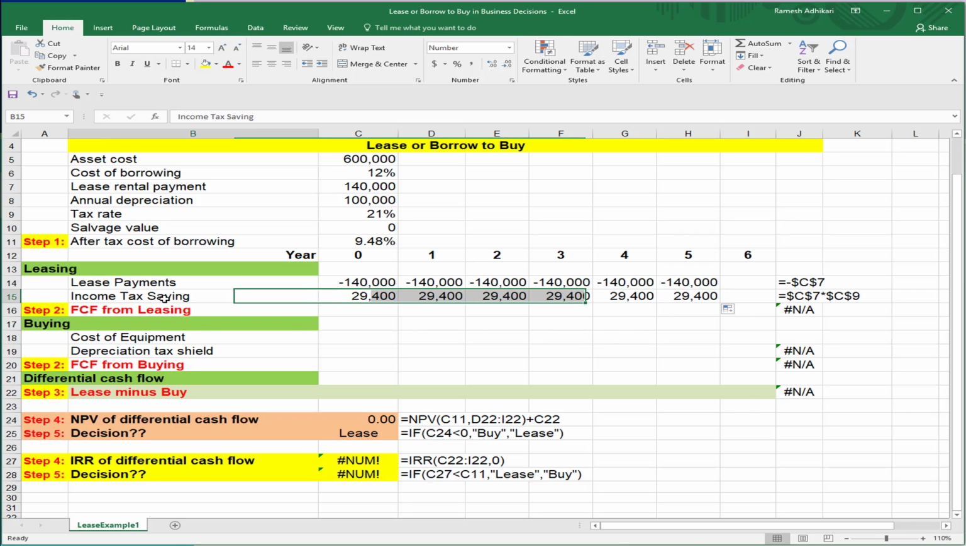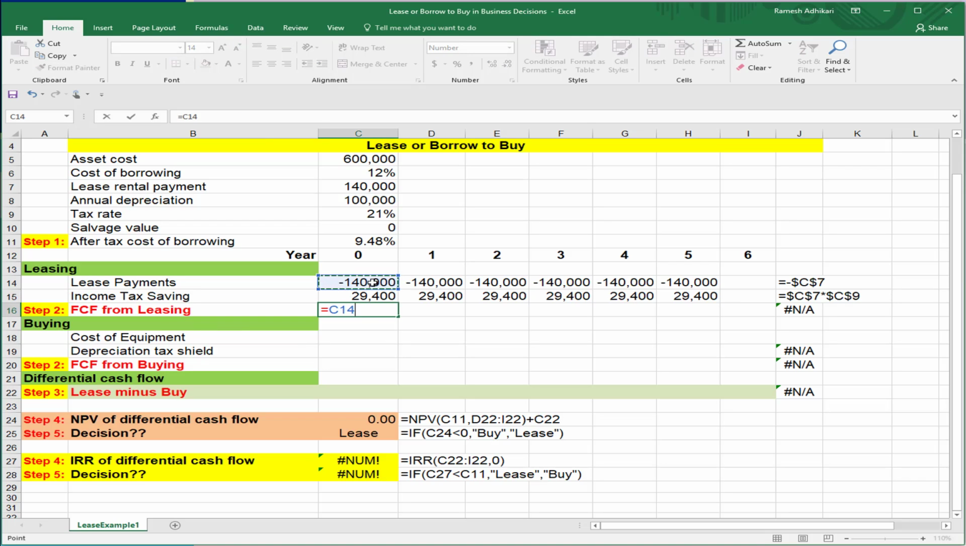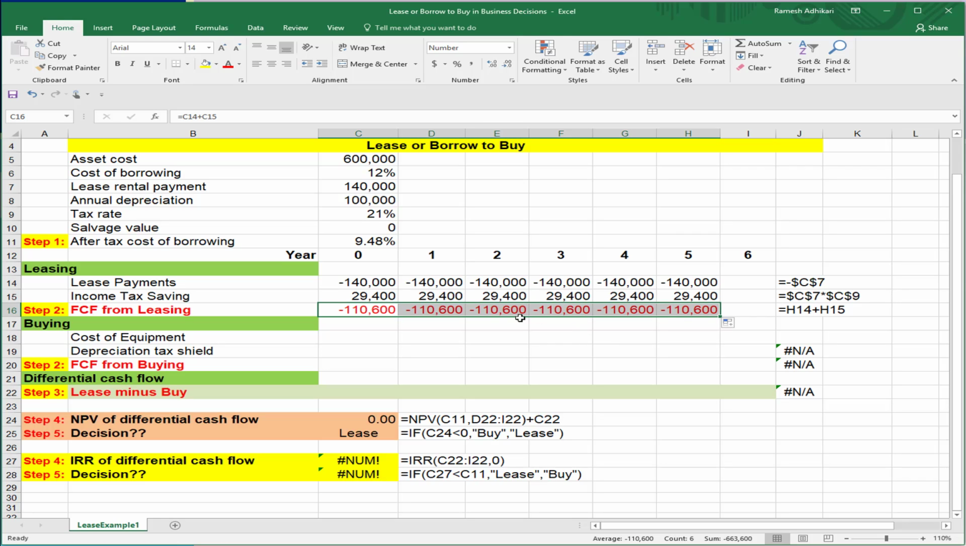So that is going to be my income tax saving. Now let's see how much is the cash flow from leasing then. And plus your tax saving is your inflow, and the net cash flow from leasing is 110,600 outflow for today and next 5 years. So that's how you compute the free cash flow from leasing.